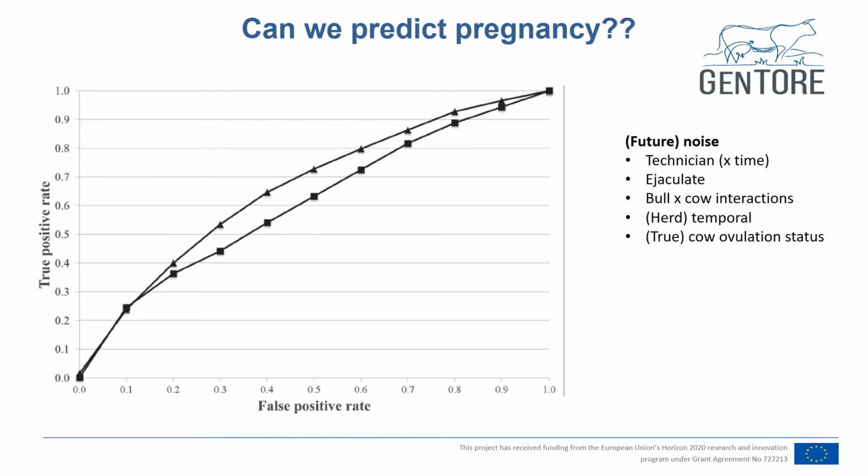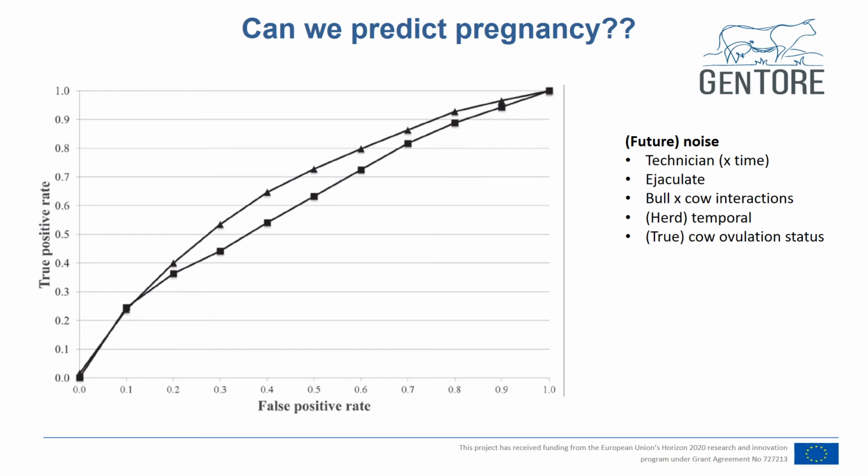And maybe it's your own AI technician, but you have good days and you have bad days, so there's an interaction with time. Which ejaculate of that bull is going to be used, and also the interactions between the bull and the cow. So, for example, is there a co-ancestry that exists between the bull and the cow? We know there are temporal effects. Weather has a big impact. Temporal effects by herd effects, and also was the cow actually in estrus?